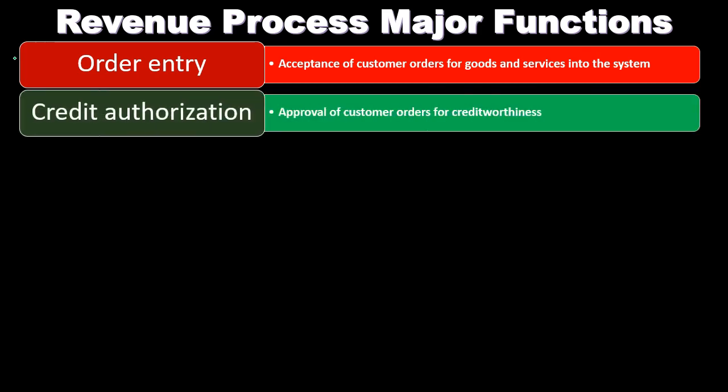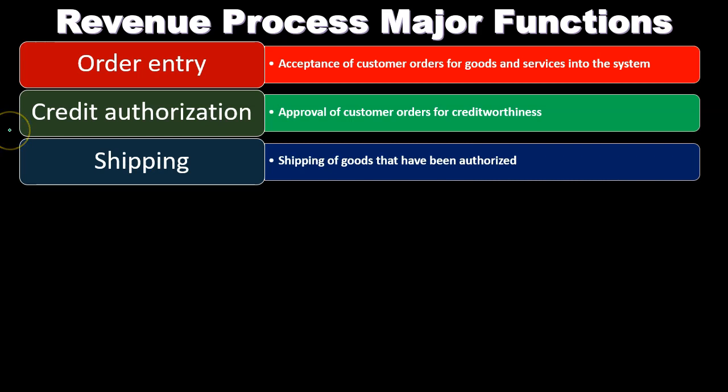Then we're going to have some type of credit authorization if we're in a system where we have sales on account, and we're applying the credit authorization, which is an approval of customers' orders for credit worthiness. So we're going to say, is this customer credit worthy?